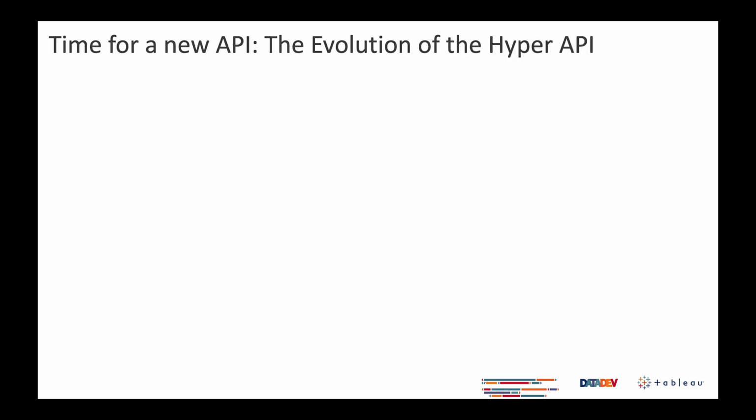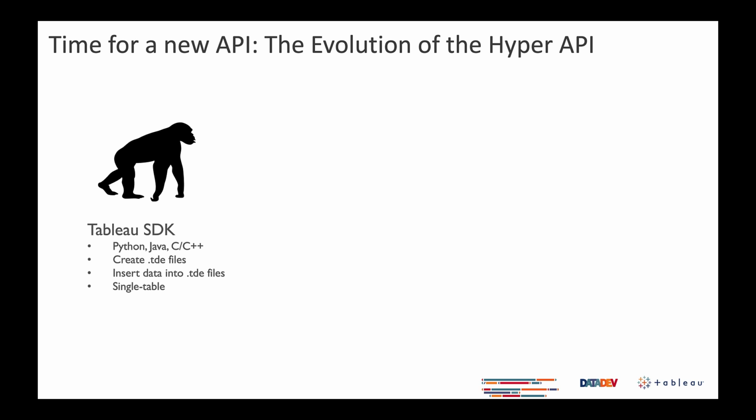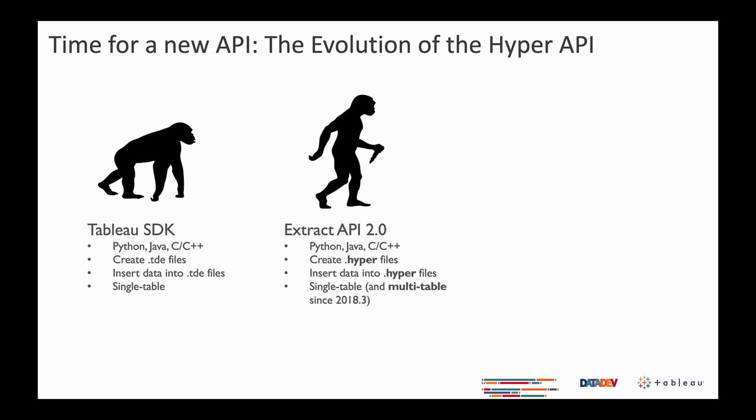But first, let's just talk about how the Hyper API came to be. So it started off with the Tableau SDK. And this was back in the days before we had Hyper technology built into our product. So we called these old school files .tde, data extract files. And basically what this let you do was insert data into the single table extract files. So nothing super exciting.